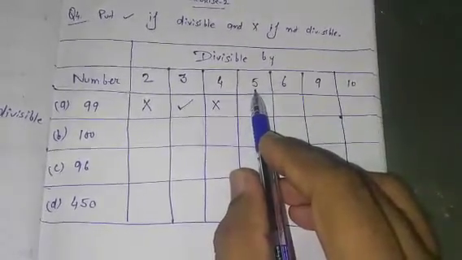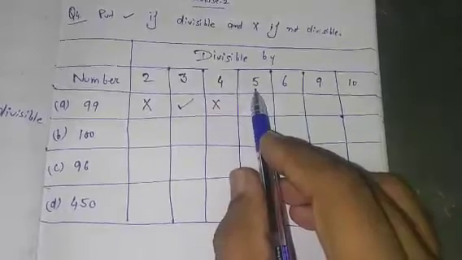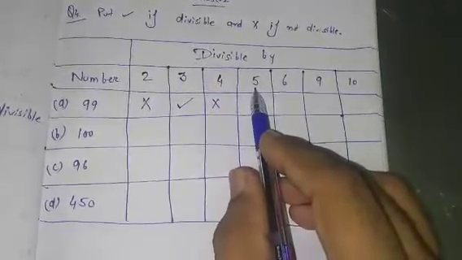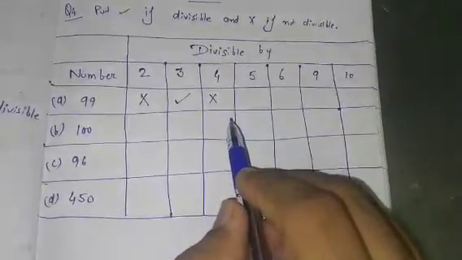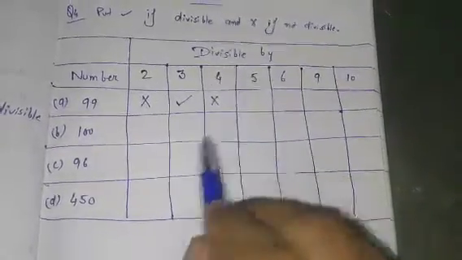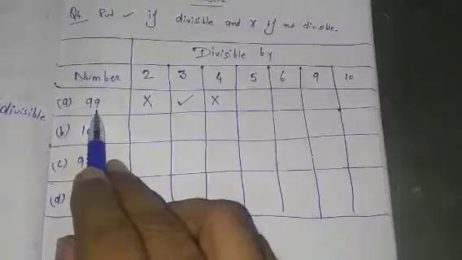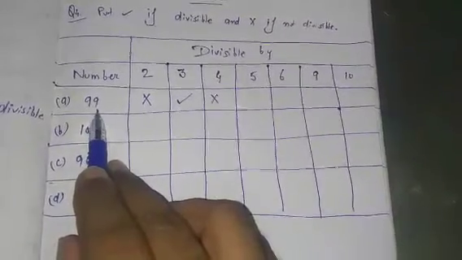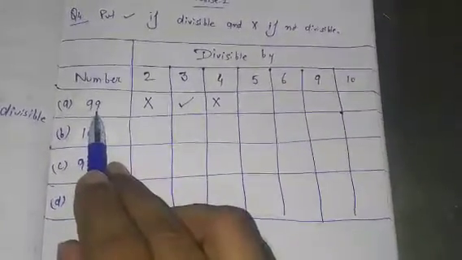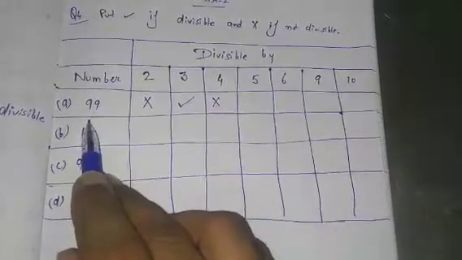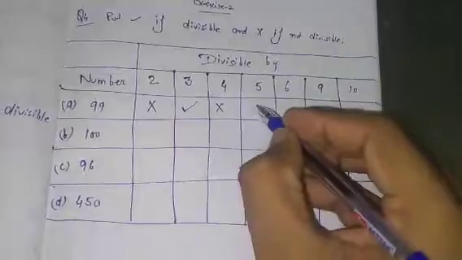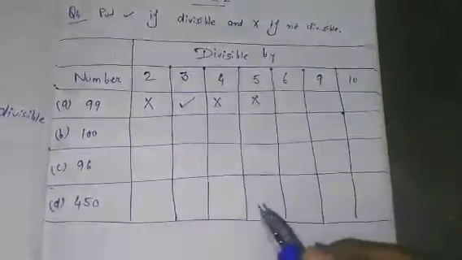I have told you about the divisibility by 5. The rule is if the ones number is 0 or 5, then that number will be divisible by 5, otherwise no. Okay, so here ones number is 9, and you know about that. Here it is not 0 or 5, so it means 99 will not be divisible by 5, so you will put here cross.